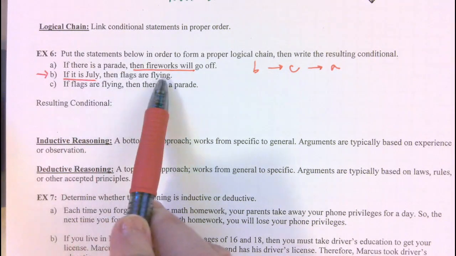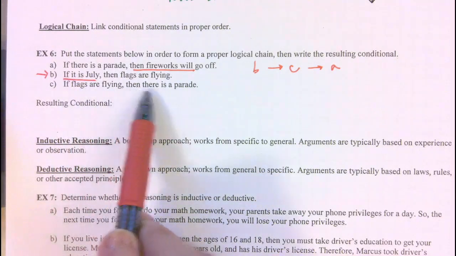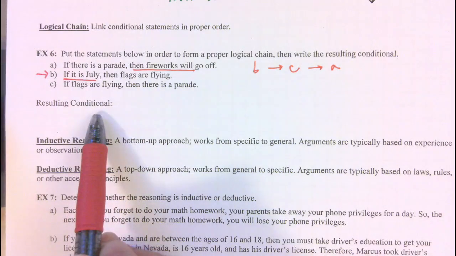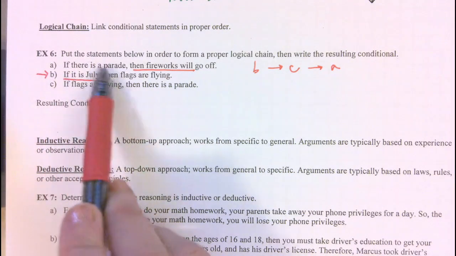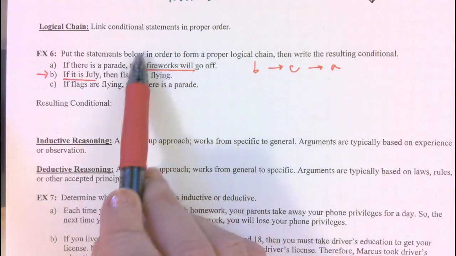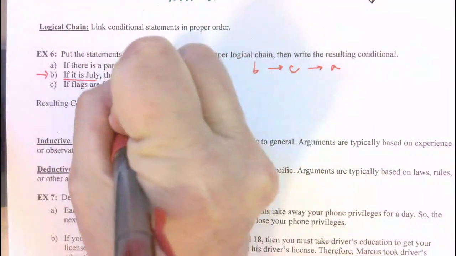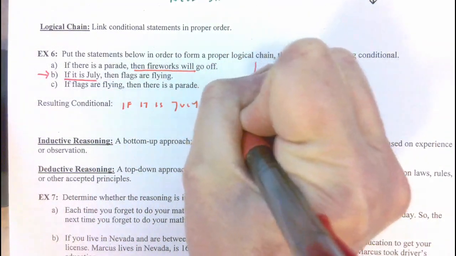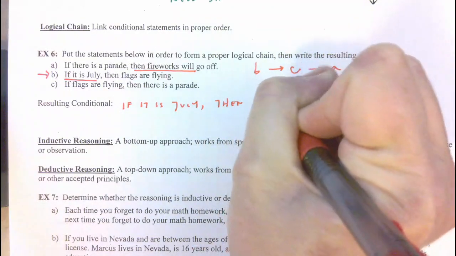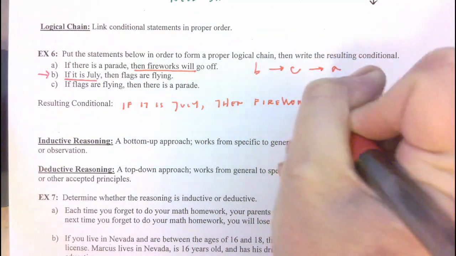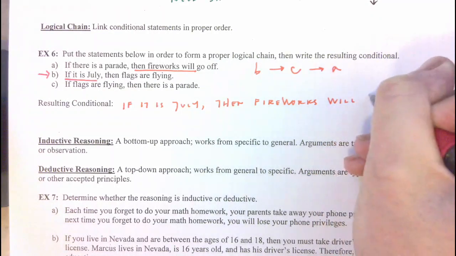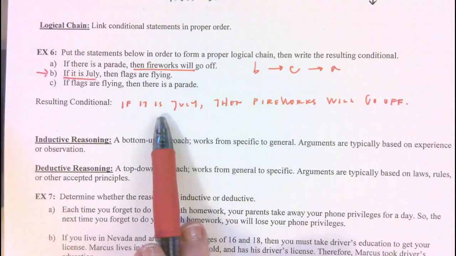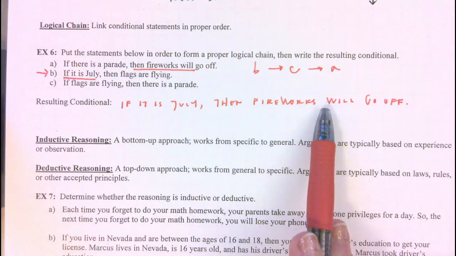If it's July, then flags are flying. If flags are flying, then there's a parade. If there's a parade, then fireworks will go off. And the resulting conditional is taking that original hypothesis and joining it with the final conclusion right here. So if it is July, then fireworks will go off. So again, the original hypothesis with the final conclusion.